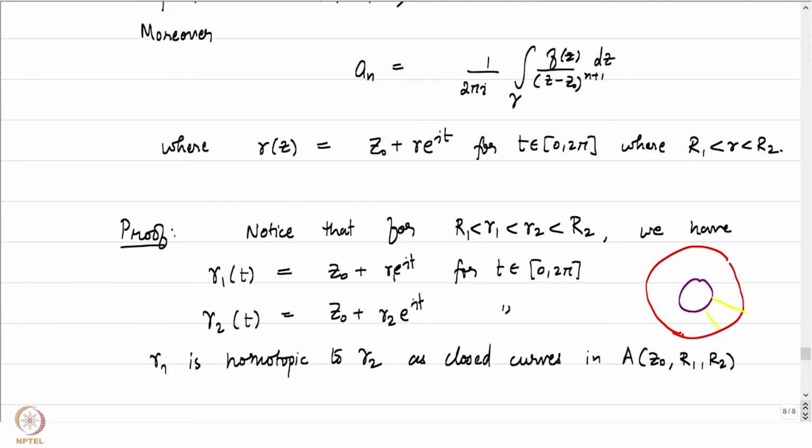The region shaded around z0 is what we are interested in. In this region, if you take any two circles centered at z0, say this is r1 and say the orange one is small r2. These are all circles centered at z0. What this tells us is that through the dark green straight line homotopy, these two curves are going to be homotopic to each other.